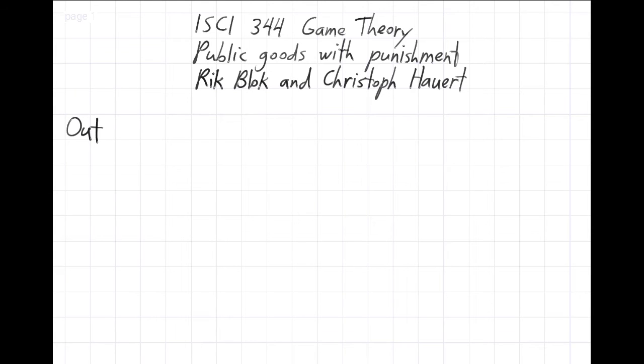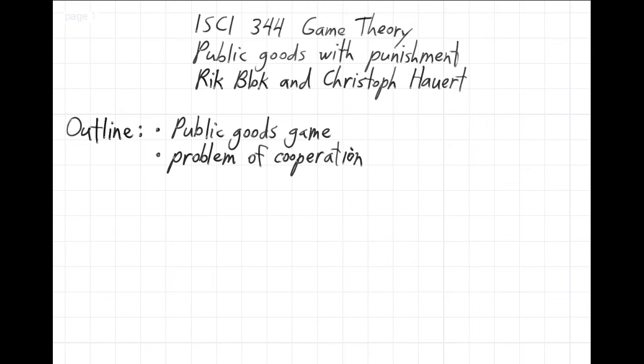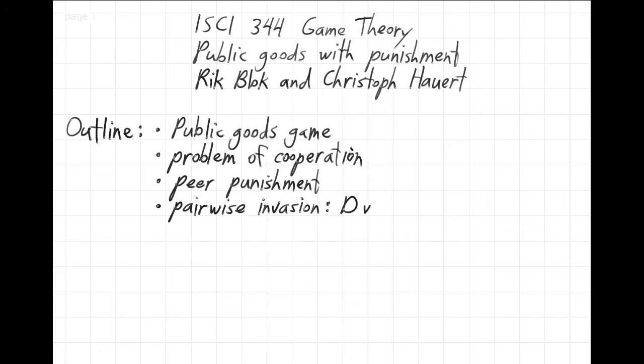So let's get an outline of what we're going to cover today. We're going to start by talking about the public goods game, and that will set up the problem of cooperation, which is an interesting problem to look into. And we'll look at whether something called peer punishment can be used to solve the problem of cooperation. To find that out, we'll use a new technique called, well, I'm going to call it Pairwise Invasion. And we'll look at that by comparing pairs of strategies. We'll compare defectors versus cooperators, cooperators versus punishers, and punishers versus defectors.